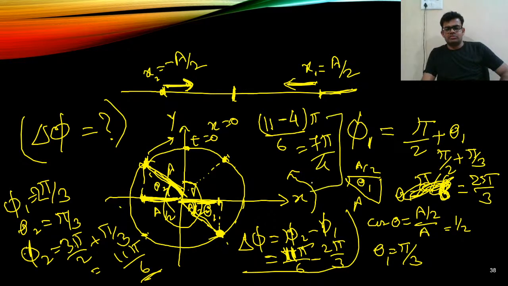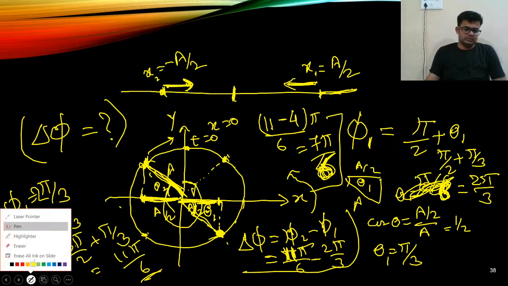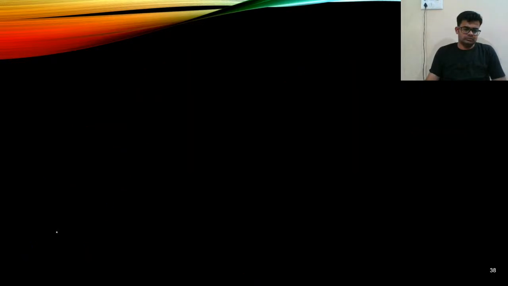So the phase difference between these two particles will be what? Okay, got it, 7 pi by 6. Simple, you can do it.